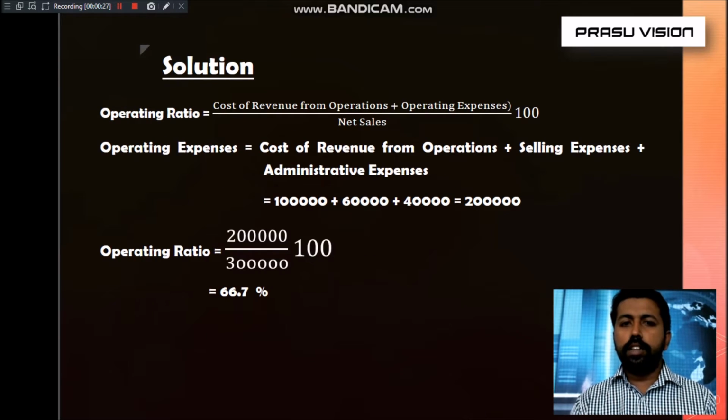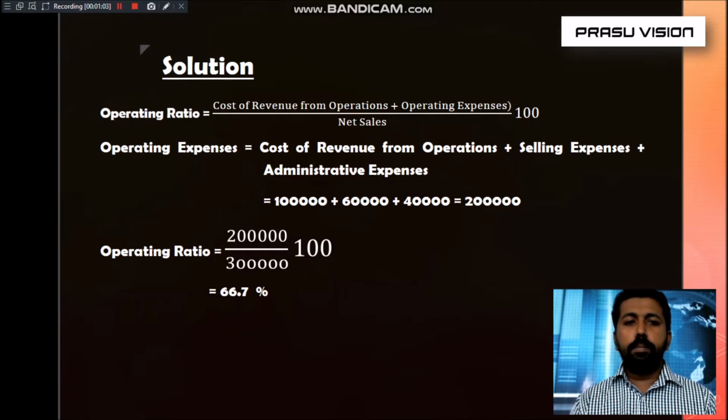Operating ratio is equal to cost of revenue from operation plus operating expense divided by net sales into 100. So remember the equation, a very important one. And we have to calculate operating expense. Operating expense divided by net sales into 100 is another simple equation to calculate the value of the operating ratio. So operating expense is equal to cost of revenue from operation plus selling expense plus administrative expense. That is equal to 1 lakh plus 60,000 plus 40,000. We will get the value.